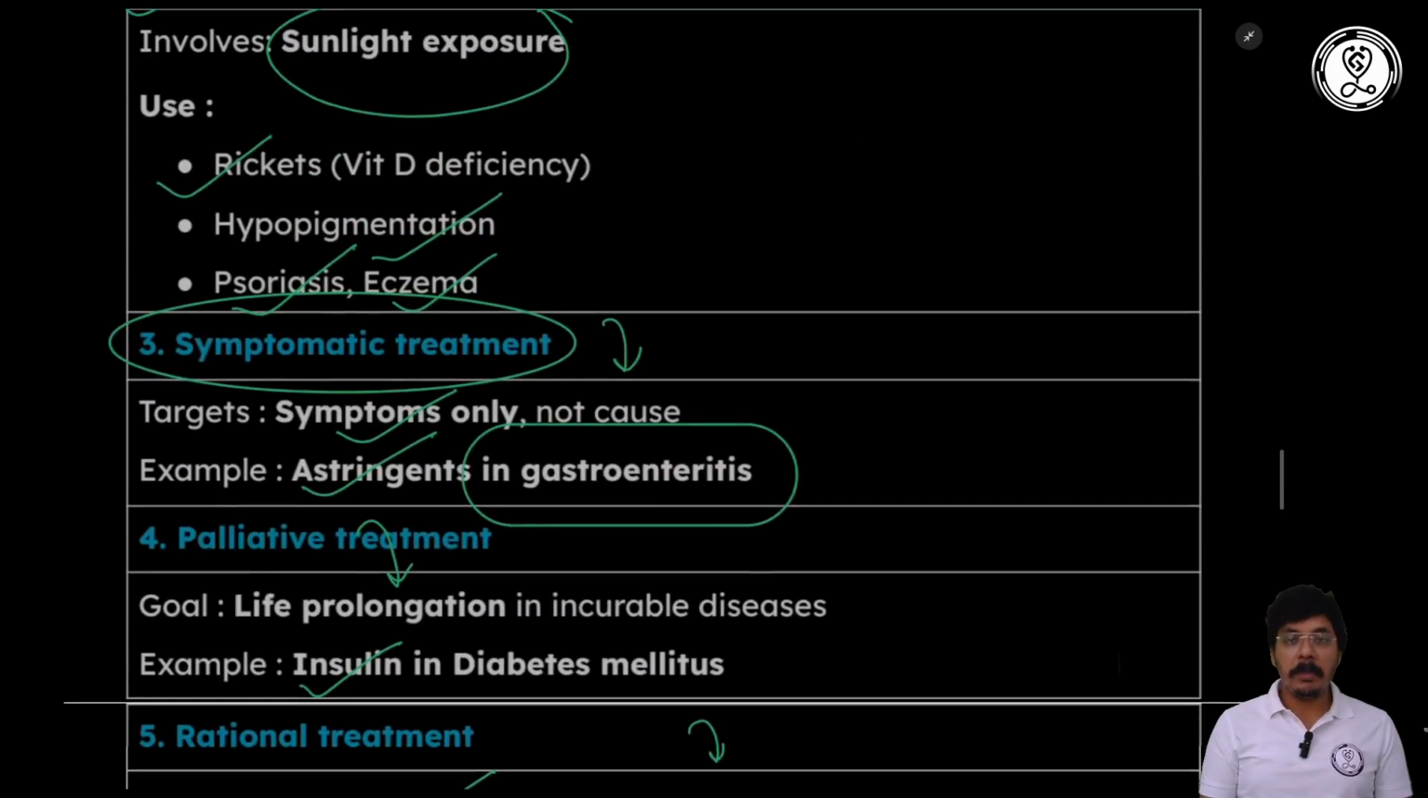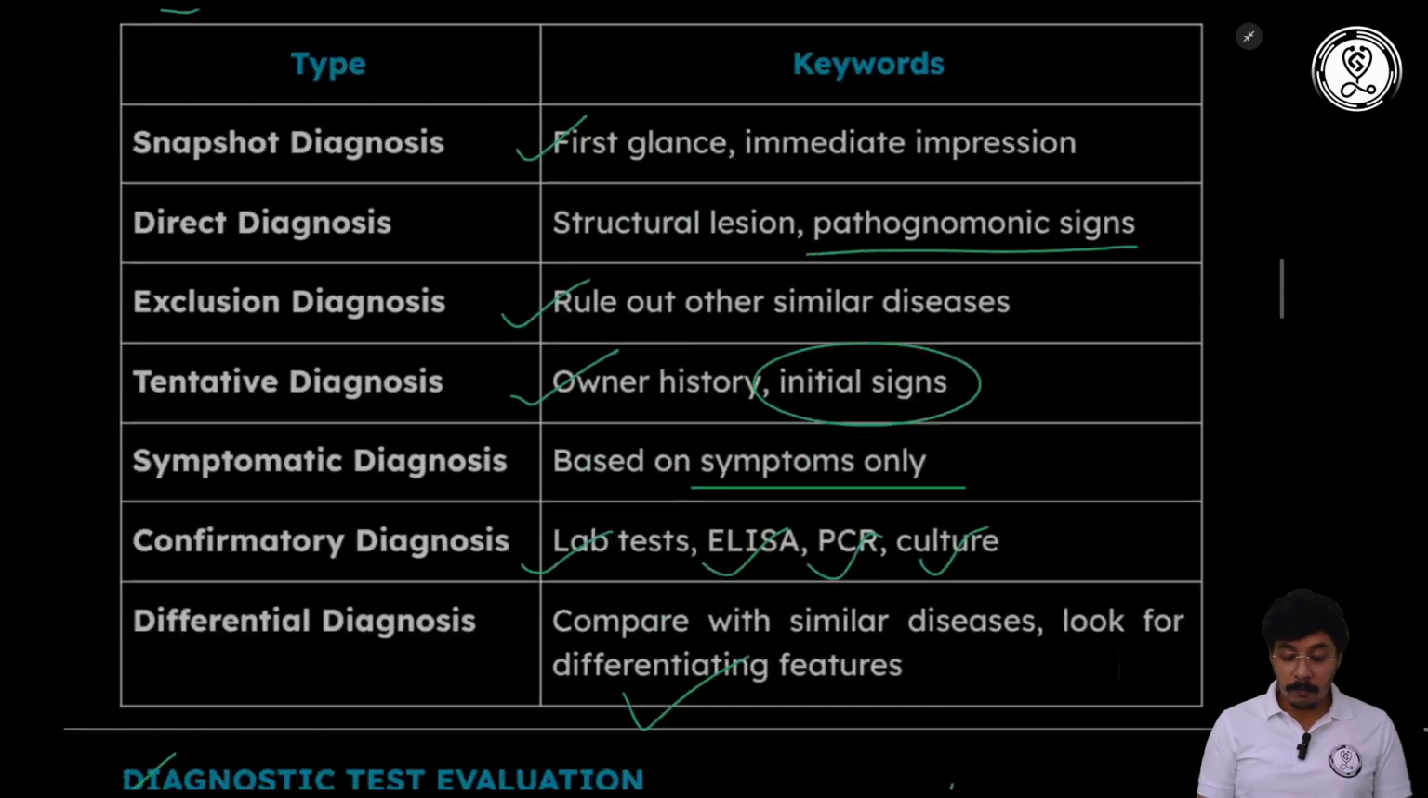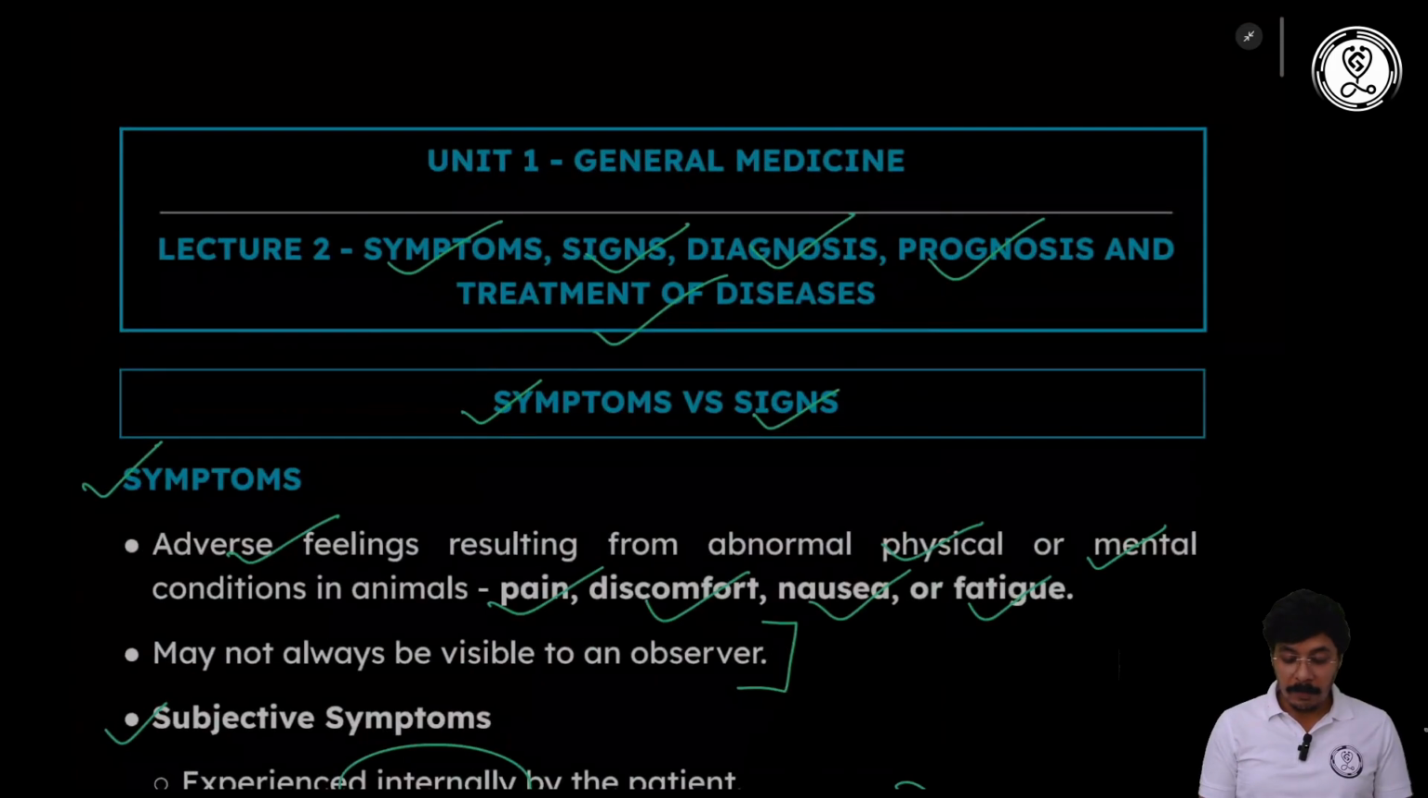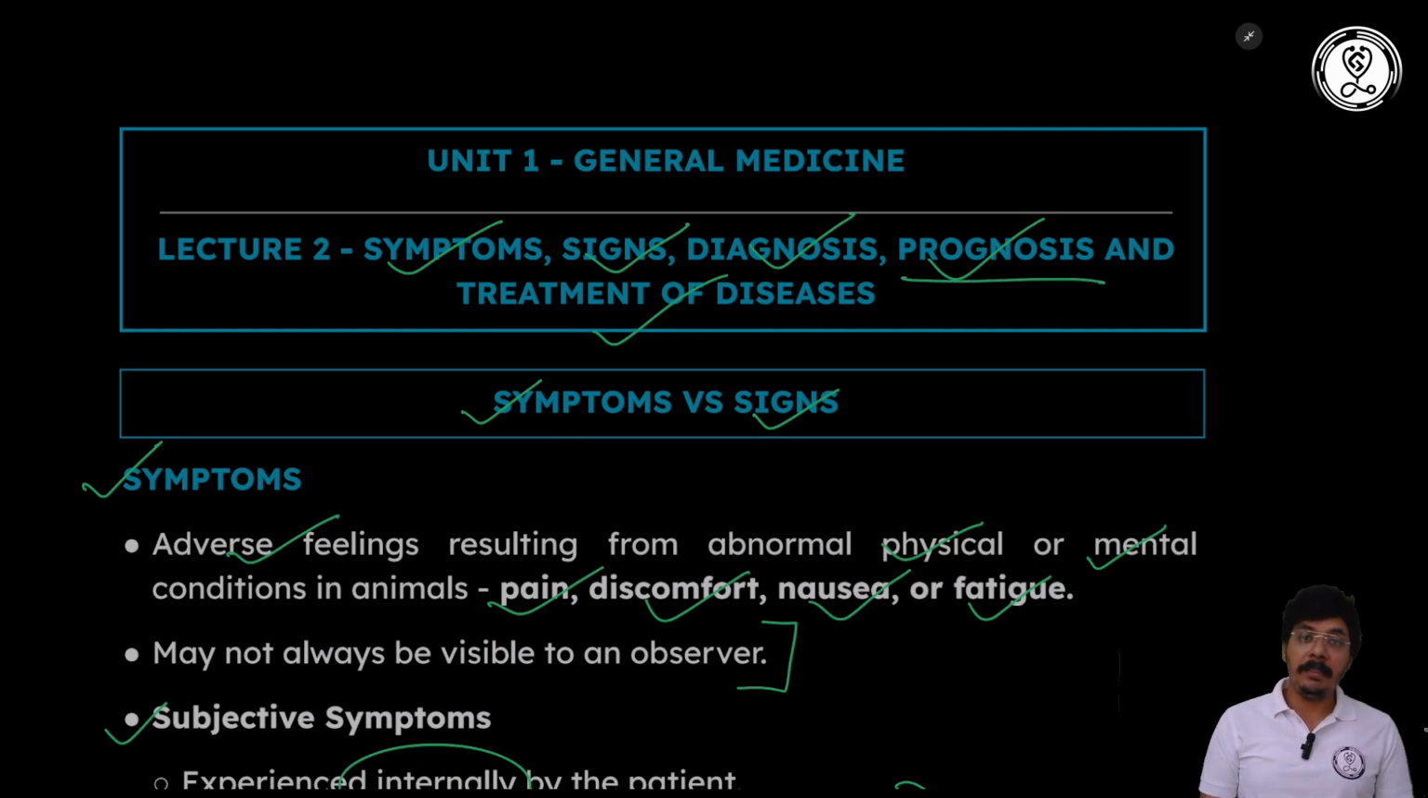So that's all for this particular lecture where we have talked about so many things, including what? Tell me: the symptoms, the signs, the diagnosis of the disease, along with the prognosis, and finally the treatment of disease. So I hope the things are very clear.